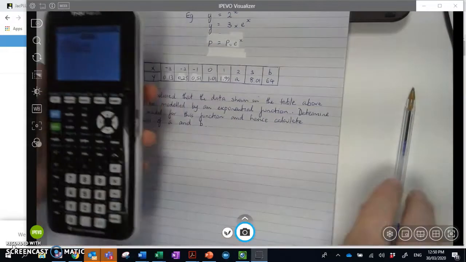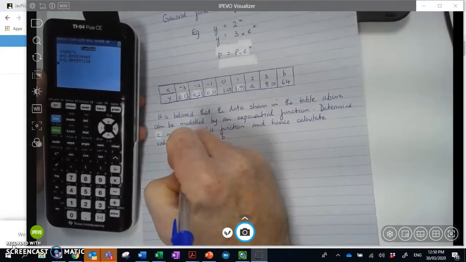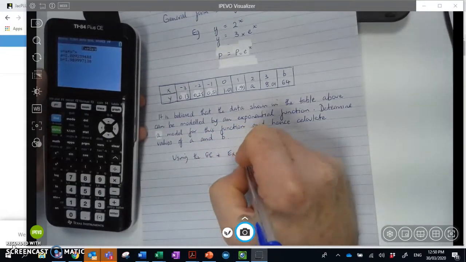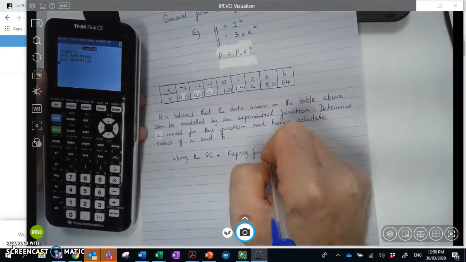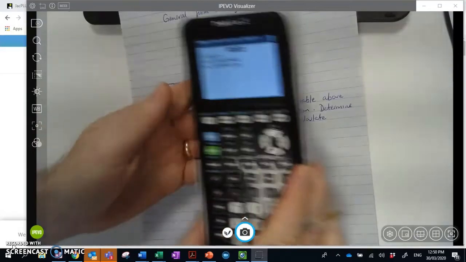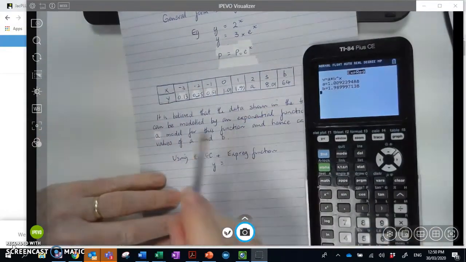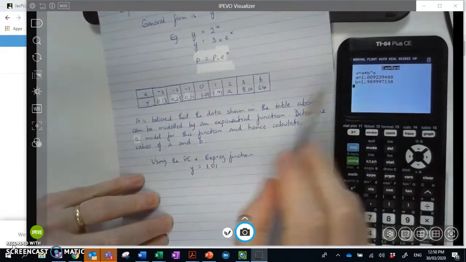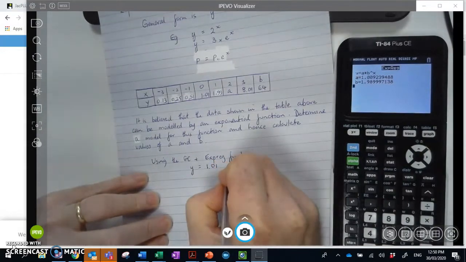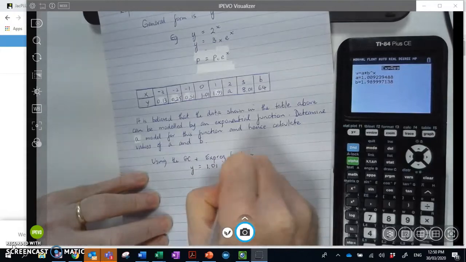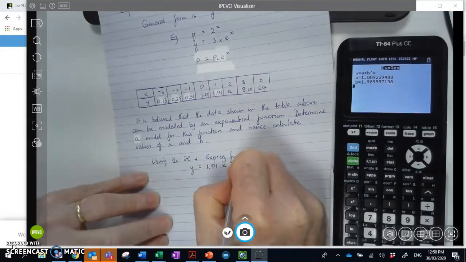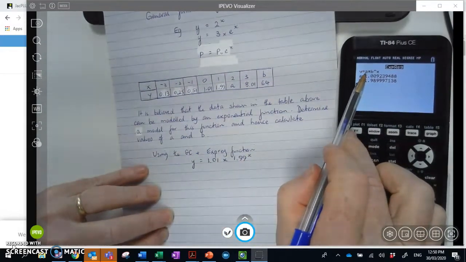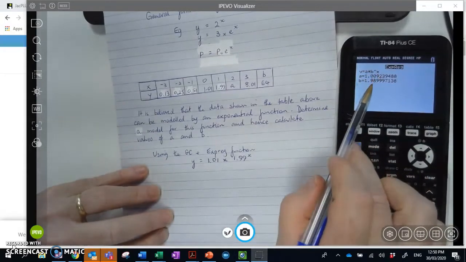So there it's actually calculated it for us, and we'll say using graphics calculator an exponential regression function, y equals, and you can see here A's got the value of about 1.01. Remember, 2 decimal places in your exam's fine. Times B, where B is 1.99 to the power x. Okay, so just putting that in the form A times B to the power x, where A and B take those values.